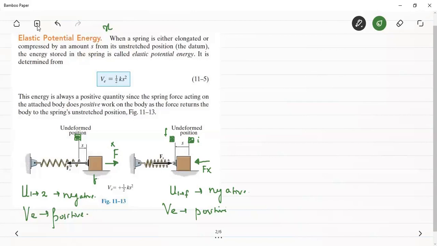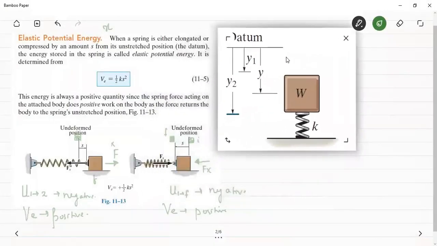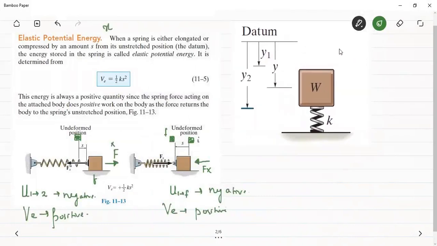So we can see, once we know the sign conventions, we can also write the potential function for this system shown here. Assuming that, first of all, I will make an assumption: assuming the spring to be undeformed at datum. So I have assumed the spring to be undeformed at datum.